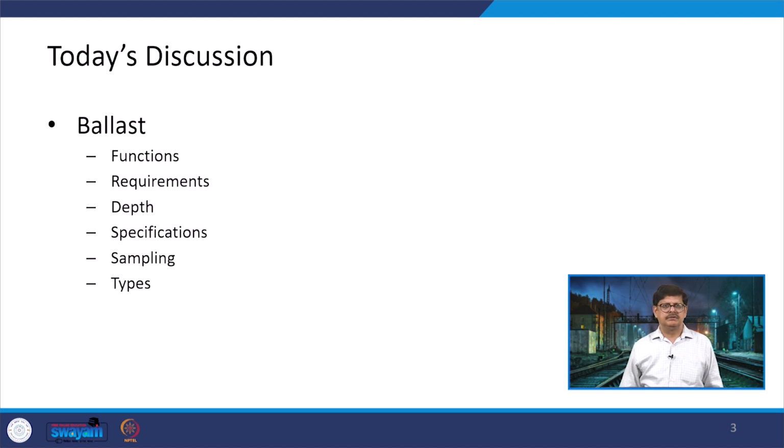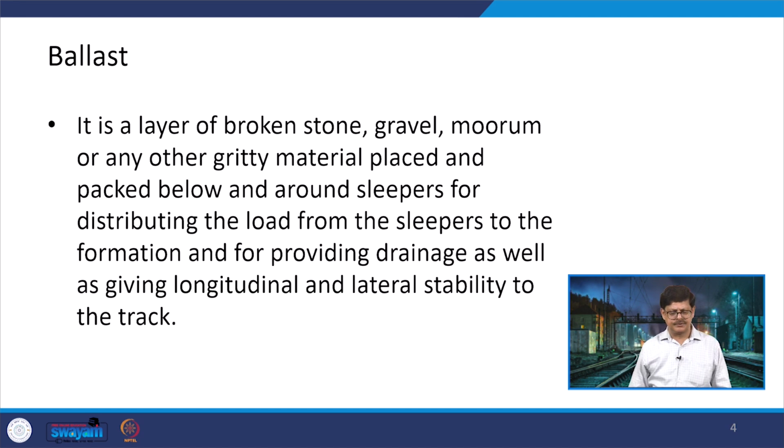In this discussion, we are going to start with the functions which the ballast provides to a track. What are the requirements with respect to the ballast if that has to be used on a track? What should be the depth of the cushion? What are the various specifications related to it? What type of sampling conditions can be there? And then finally, what are the types of ballast and a few other aspects. Let us start with the ballast.